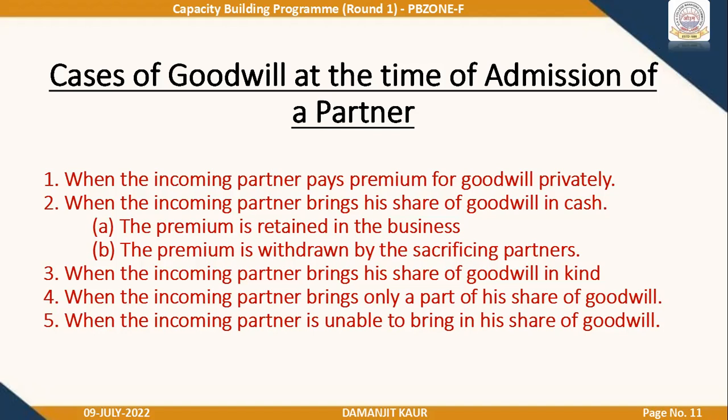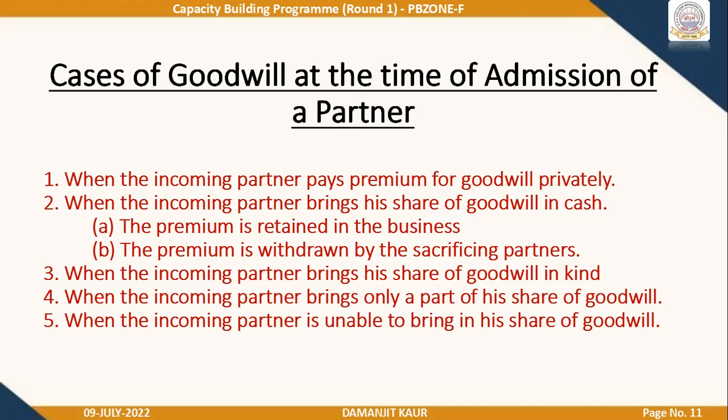Fourth case, when the incoming partner is unable to bring the full amount of goodwill. Suppose his share comes out to be 10,000 and he is unable to bring rupees 10,000. He is able to bring only 6,000. So that is the fourth case when he brings only a part of his share of goodwill. And the fifth one is when the incoming partner is unable to bring in any amount of his share of goodwill. When he has not brought anything, out of 10,000 he is not able to bring in any share of goodwill.